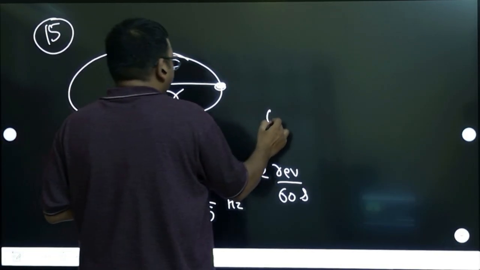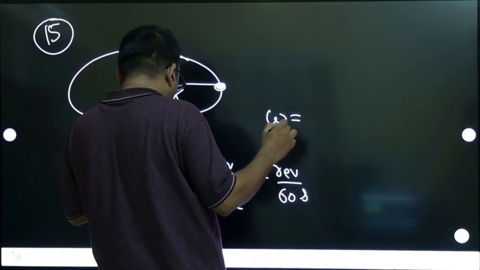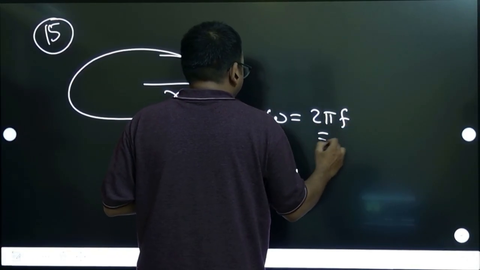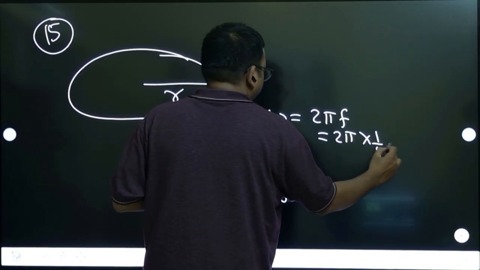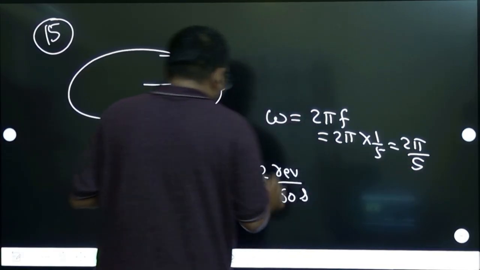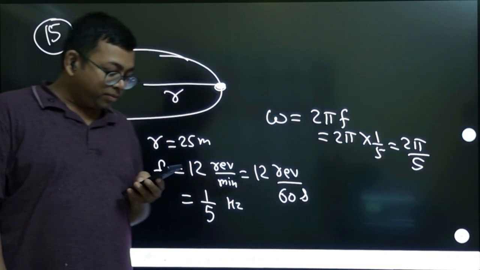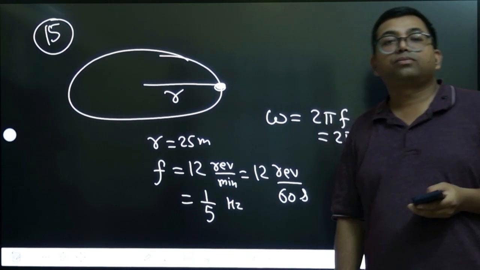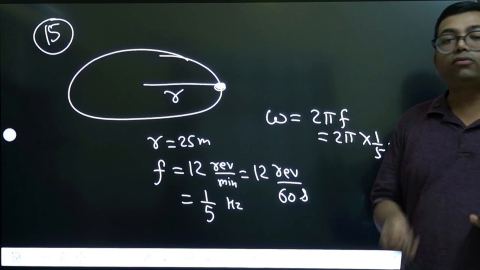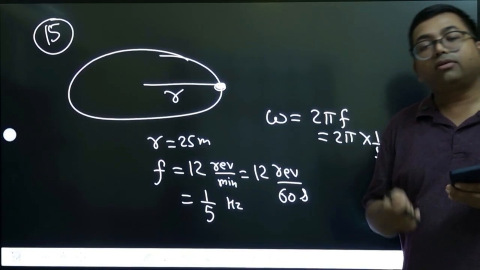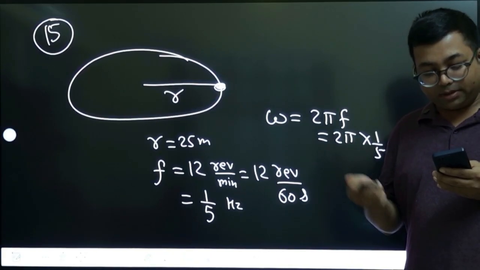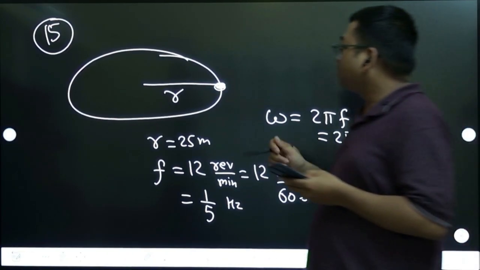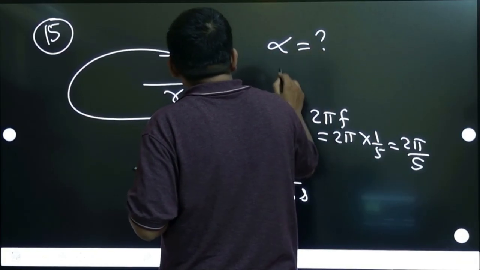Now you can calculate omega. What are they asking here? Angular acceleration they are asking. Okay, first you calculate omega. Omega is 2 pi into frequency. So 2 pi into 1 by 5, that means 2 pi by 5. So they have given that it is going with a constant angular frequency, means constant angular speed. That means what type of circular motion it is? Tell me. Uniform circular motion. Only what kind of acceleration is there? Centripetal. But they are asking here angular acceleration. Calculate angular acceleration, that means alpha. So tell me formula for alpha.